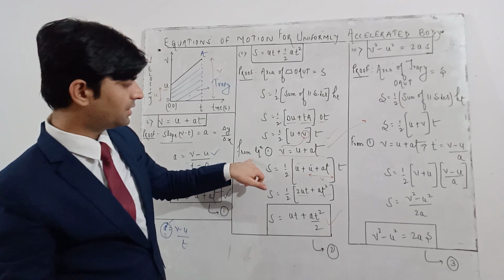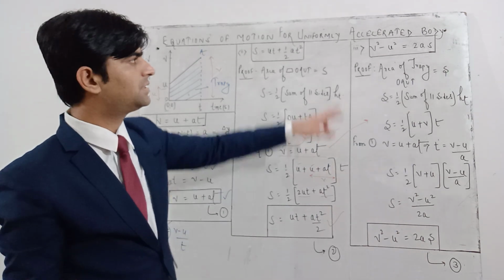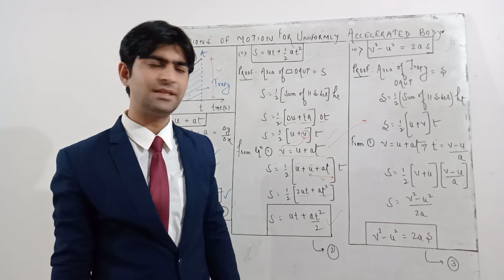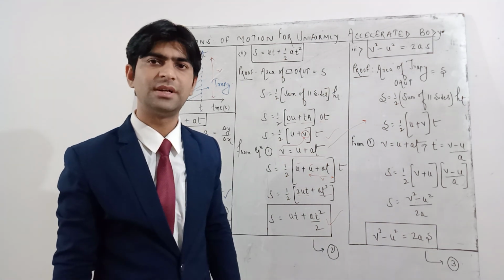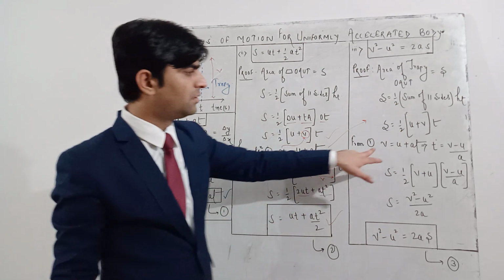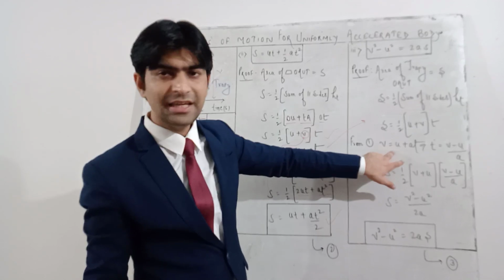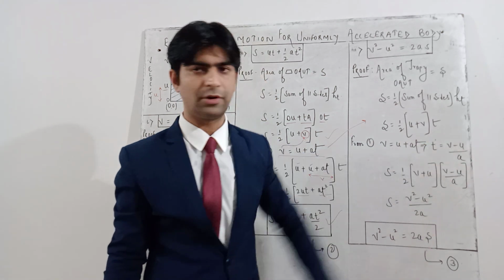Now here what we did, we replaced directly V is equal to U plus AT. Is there any term of T here? V square minus U square equals 2AS. Is there any term of T? No. That means we have to replace T from where? From the first equation again. V is equal to U plus AT is the first equation. If you find the value of T from this equation, what will you get? T is equal to V minus U upon A.